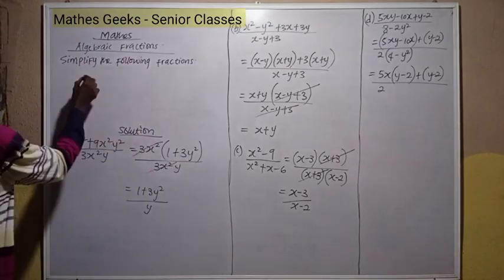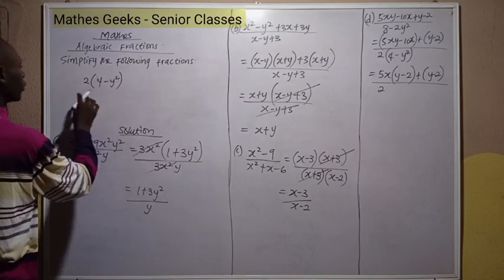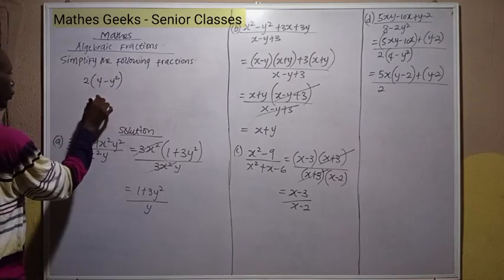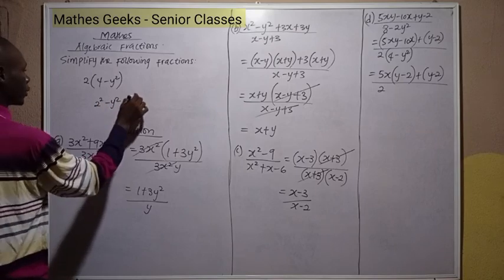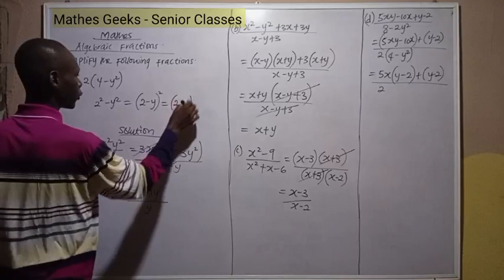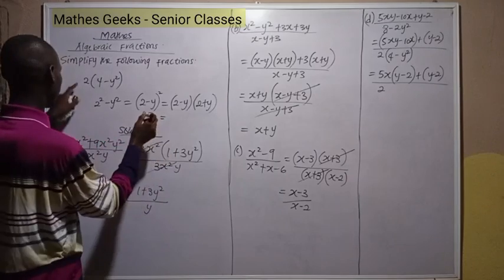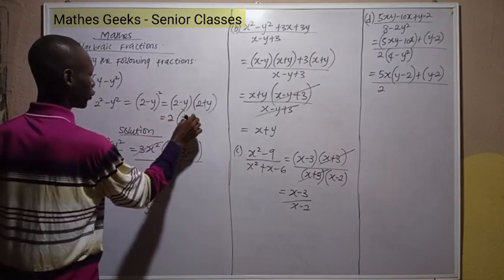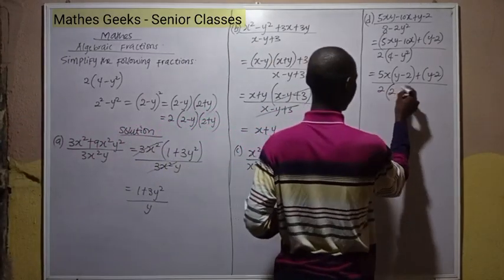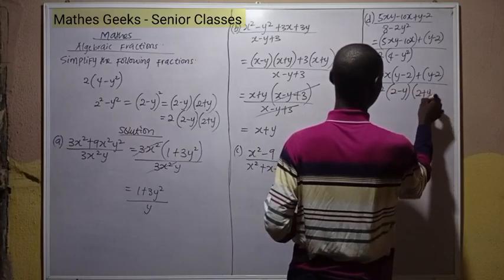Alright, so let me work with this part first. Inside the bracket I have 2 squared minus y squared. This is the difference of two squares, so it's 2 minus y and 2 plus y. So we'll put it here: 2 times 2 minus y and 2 plus y.